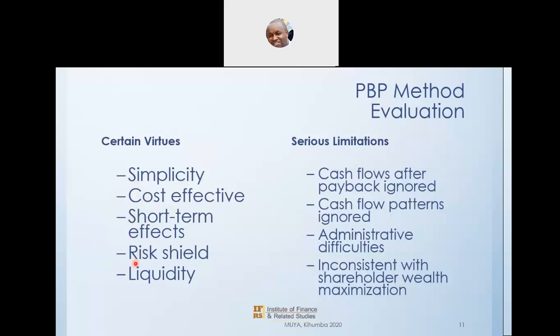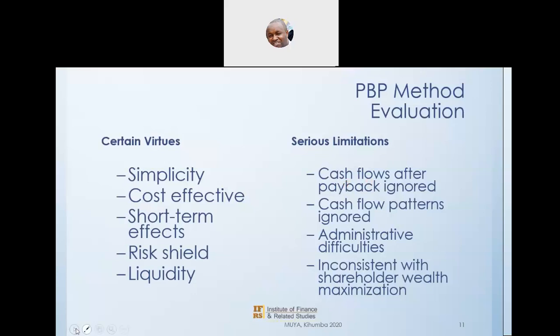It has a risk shield because, you see, you prefer those projects to pay back themselves sooner. And of course, with projects paying themselves back sooner, it becomes a little bit easier to get liquidity, or easier to get cash. However, it has certain limitations. The first one is that it ignores cash flows after the payback period.